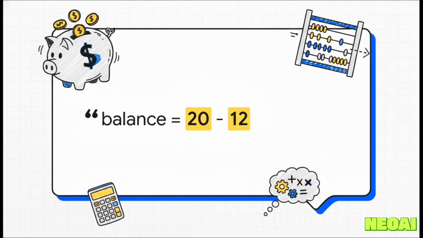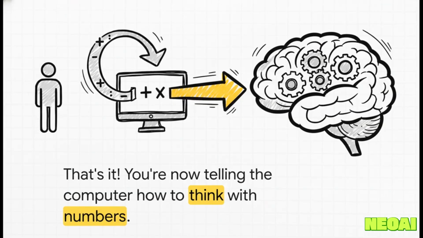Got it? Here's how you'd do it. You'd make a variable, maybe call it balance, and just say it equals 20 minus 12. That's it. You've just translated a simple, everyday problem into a language the computer can understand perfectly. And that right there, that's everything. This is a huge step. You're not just storing data anymore. You're now commanding the computer to think, to process information, and to give you answers. You are literally telling the computer how to think with numbers. And this one little skill, it's the foundation for everything. From figuring out a rocket's flight path to getting you directions on a map, it all starts right here.